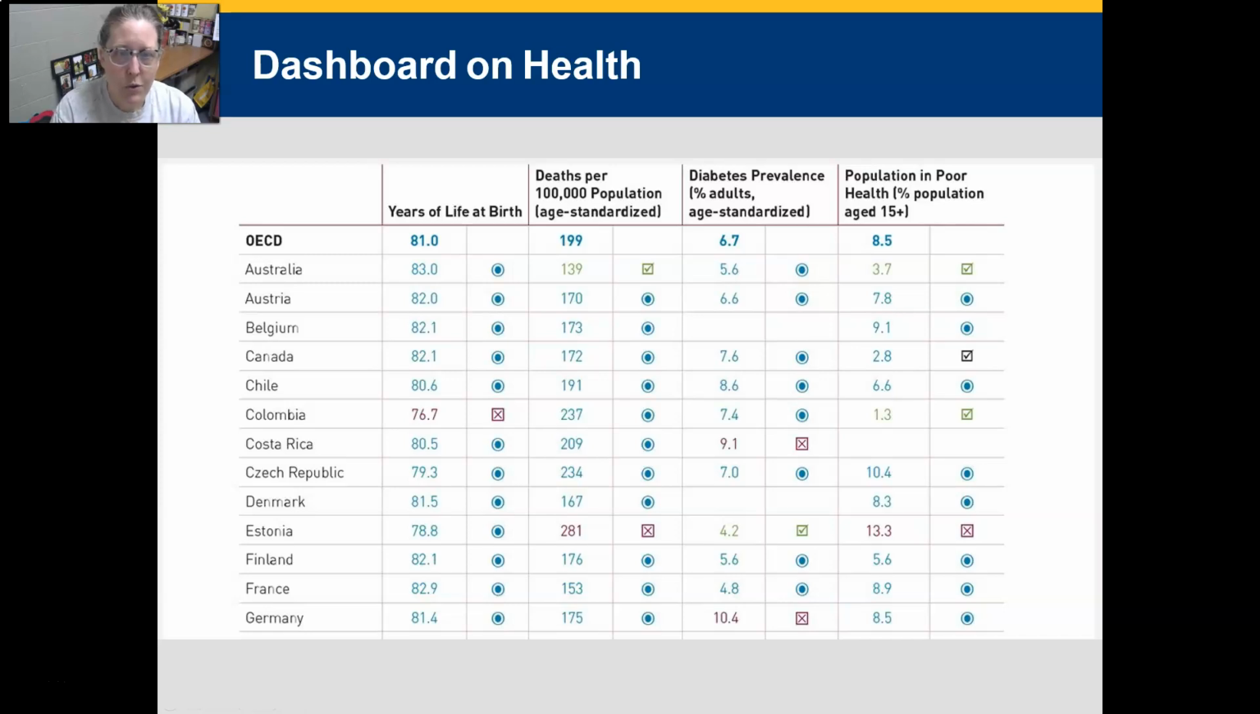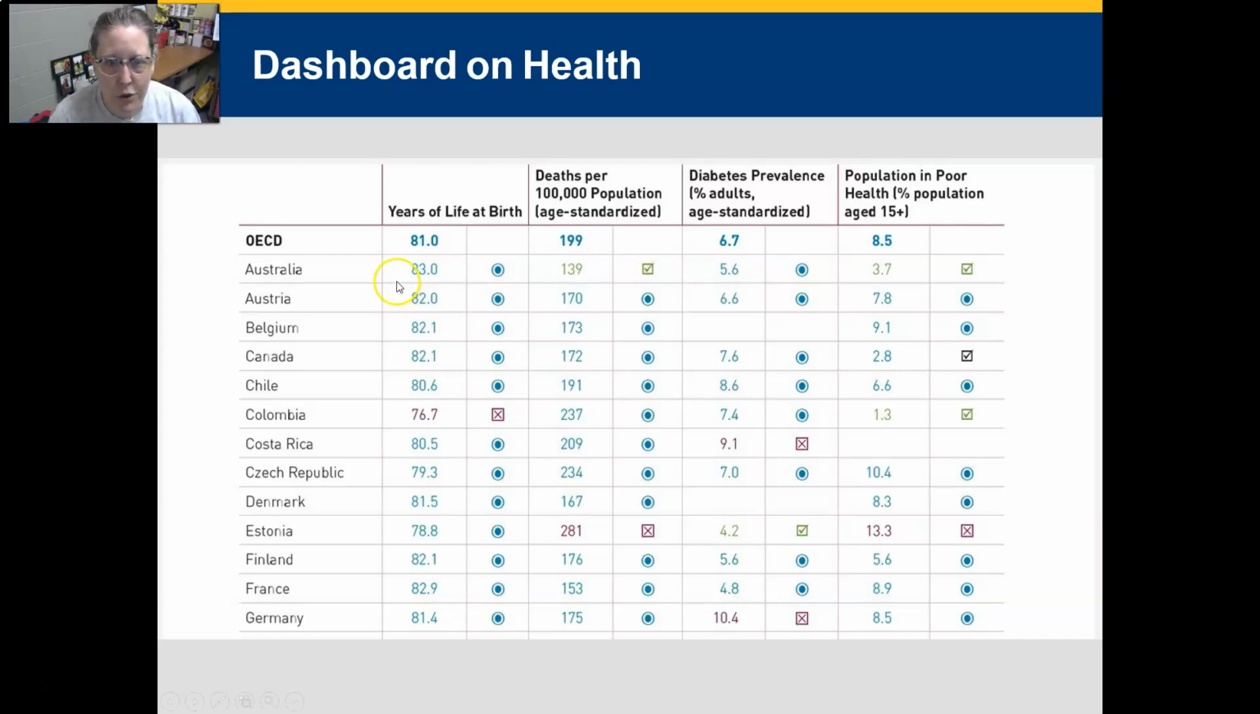These dashboards on health are pretty cool to look at. We're not going to look at absolutely all the countries, we'll just highlight a few. It's a table, and it has the years of life at birth. The average for the OECD is 81, so if you're born in an OECD country, you can be expected to live to be around 81 years old on average. Another thing that's fun to look at is the diabetes prevalence in percent of adults. The OECD average is 6.7%, and the population percentage that is in poor health averages 8.5%.